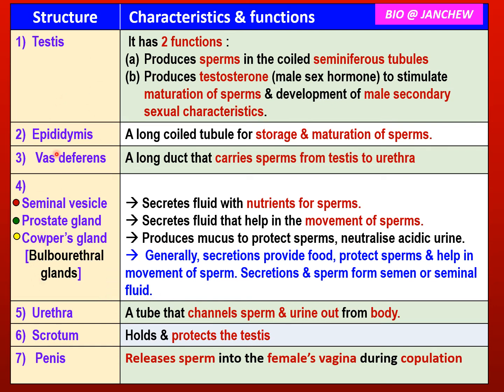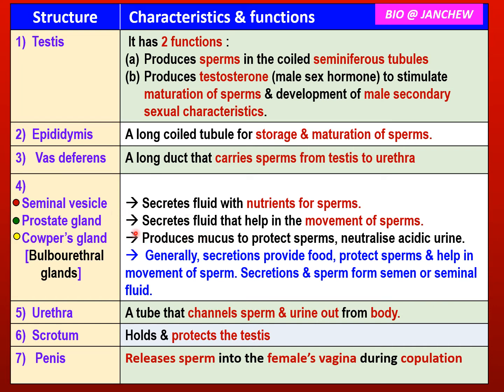Alright, very quickly, there's the testis that we have mentioned, with the two functions: to produce sperms and also the hormone called testosterone. Then the epididymis is for the storage and maturation of the sperms. It's a long coiled tubule. The vas deferens is a long duct that carries the sperms from the testis to the urethra, and is also called the sperm duct.